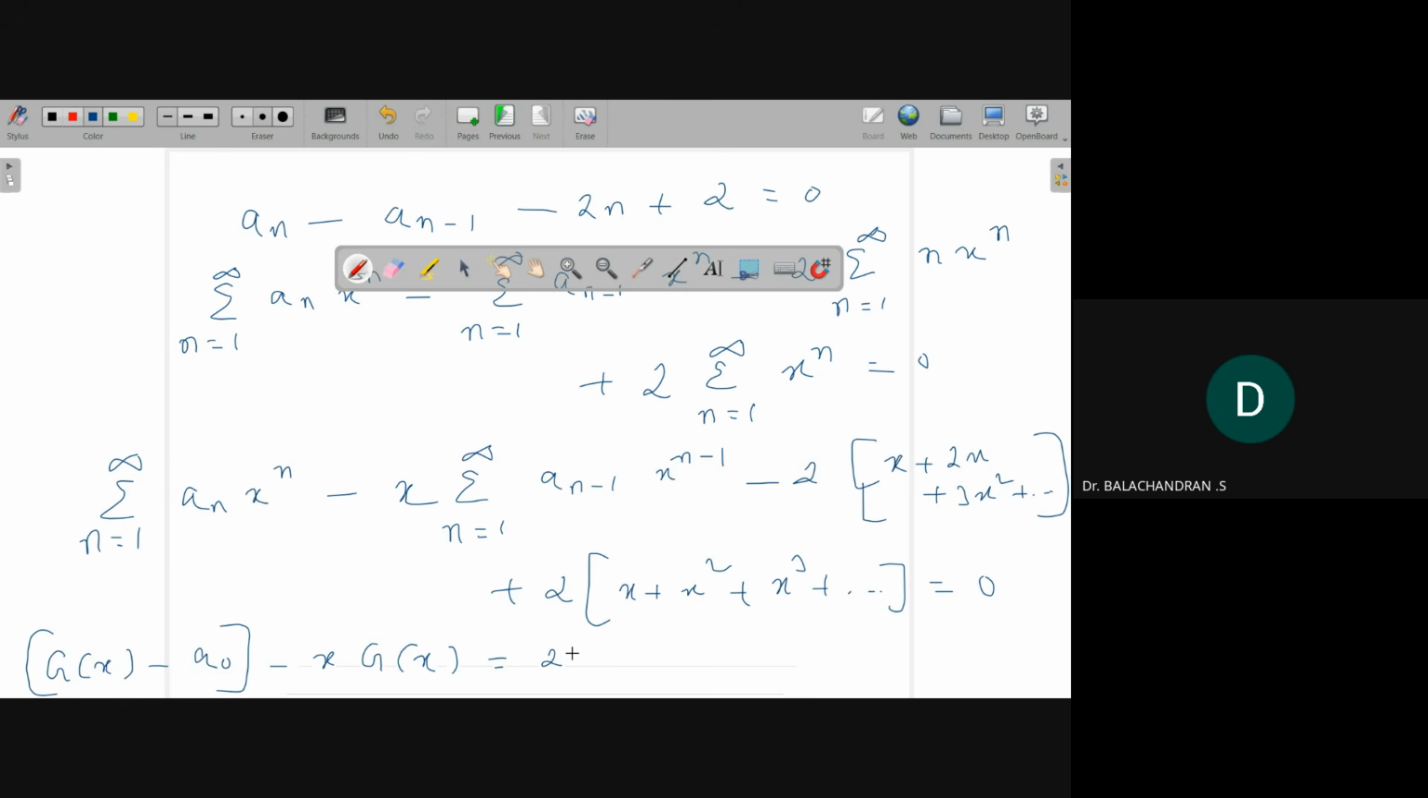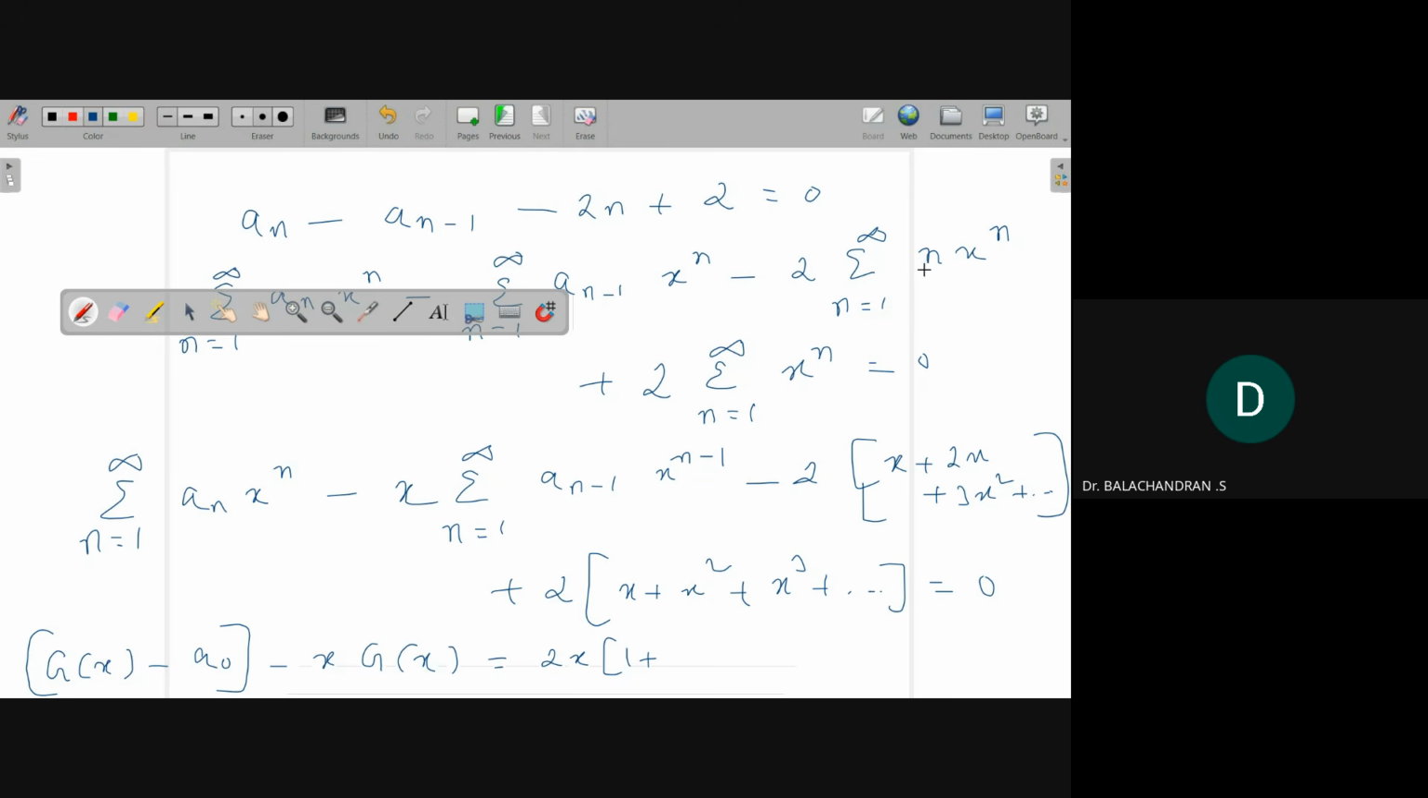2 into take x common. So then we'll get 1 plus, I think here 2x. I think I did the mistake here. Yes, but n equal to 1 now. 1 into x. Next n equal to 2 means 2x square. n equal to 3 means 3 into x cube. So if I take x common, I'll get 1 plus 2x plus 3x square plus and so on. Okay, this is actually x cube.